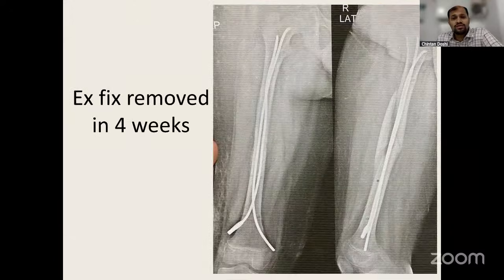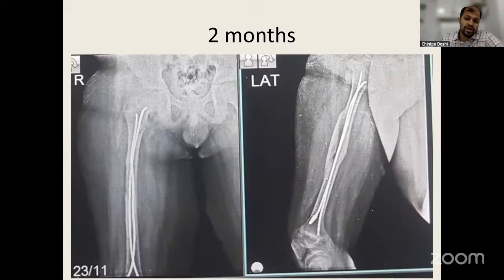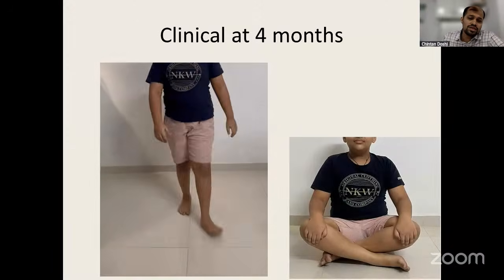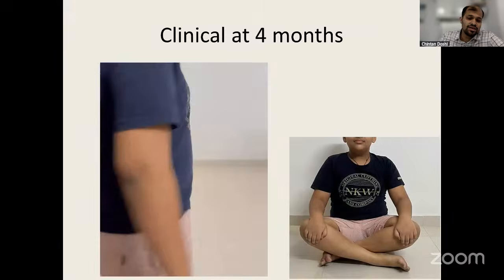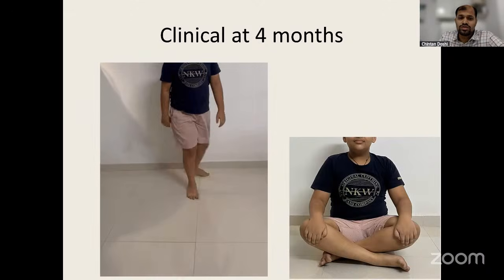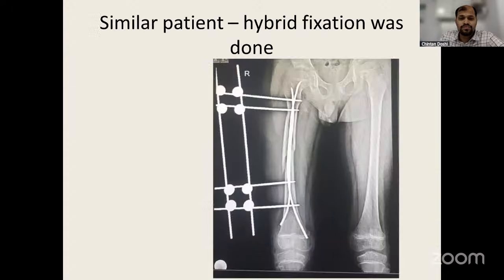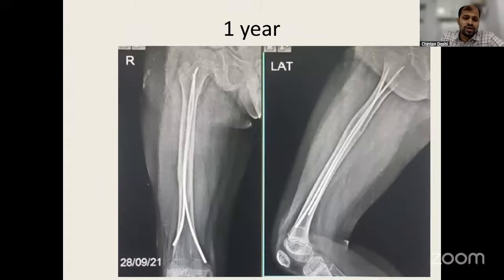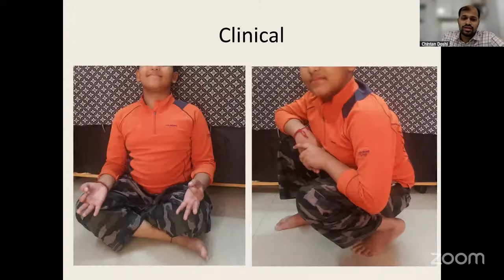Now when we are doing augmented TENS, that is a hybrid TENS, we remove the external fixator at about 4 to 6 weeks, when you see a good soft callus and good bridging callus formed, and the patient can go on to weight bear. At about 2 to 3 months you will see that it has healed well, and these are the clinical pictures and video of what the child can do at about 4 months. A similar patient, for whom the hybrid fixation was done, also healed well. This is the 1 year follow-up when he came for implant removal, and these are the clinical pictures of the same patient.